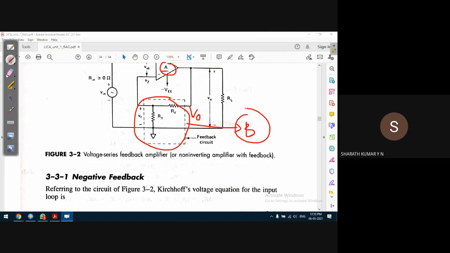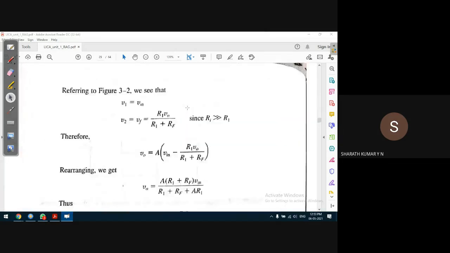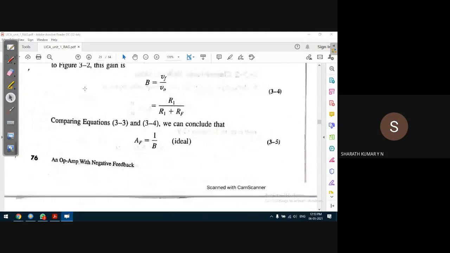In some textbooks you may find the gain of the feedback network represented differently. They use different terminologies. Don't get confused, it is just a naming convention. The gain of the feedback network is the output of the feedback network, VF, divided by the input of the feedback network, V0. When we rearrange the expressions, we get R1 divided by R1 plus RF.